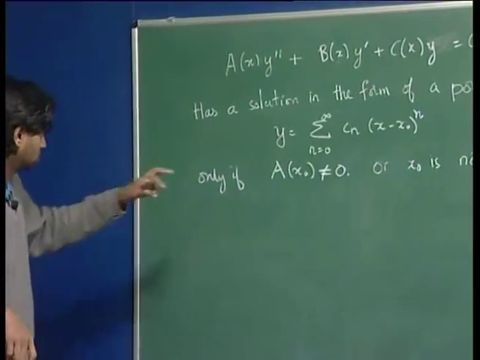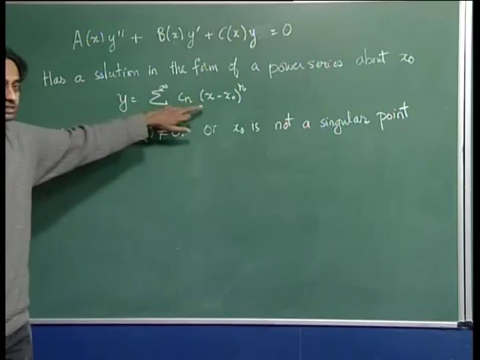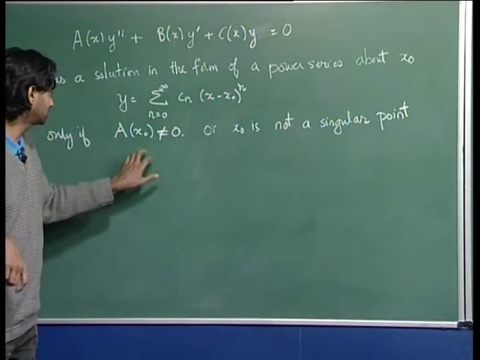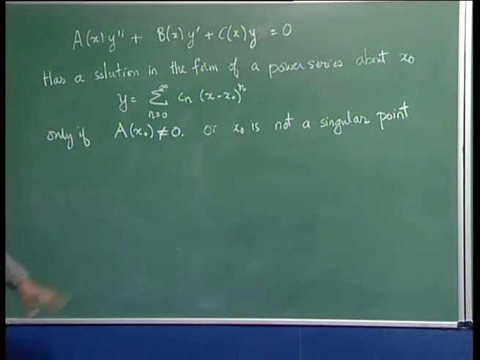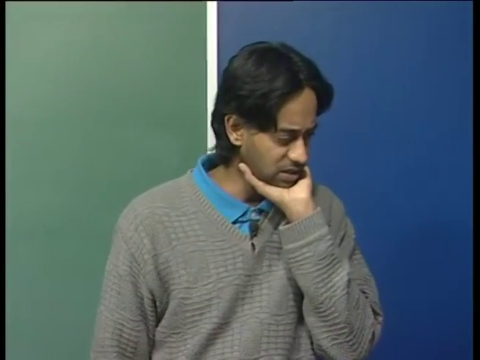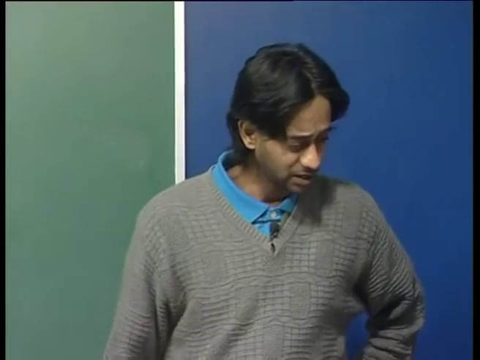Okay. So, such a differential equation has a solution in the form of a power series. So, you can use the power series method only if a of x 0 is not equal to 0, or x 0 is not a singular point. Okay. So, this is a statement, we will not actually prove it, but we will just take it as a given.